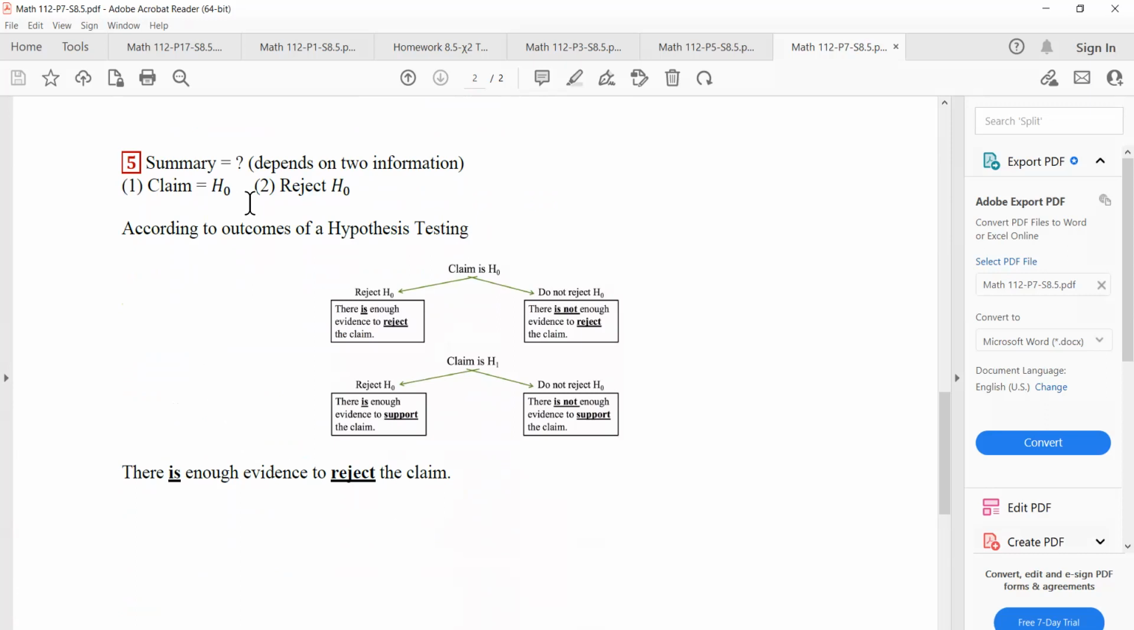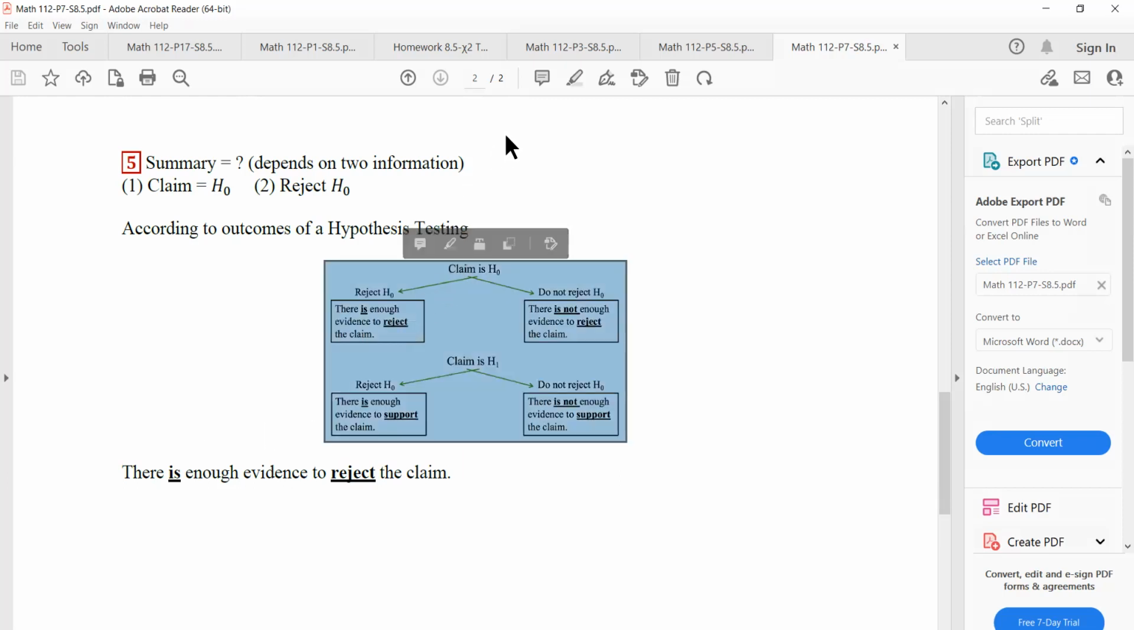So in this case, there is enough evidence to reject the claim. There is enough evidence to reject the claim. Okay. And that's really all there is to that. It's not too hard. Okay.